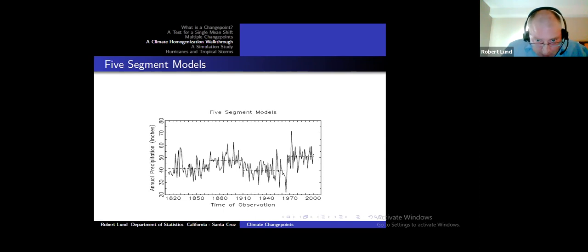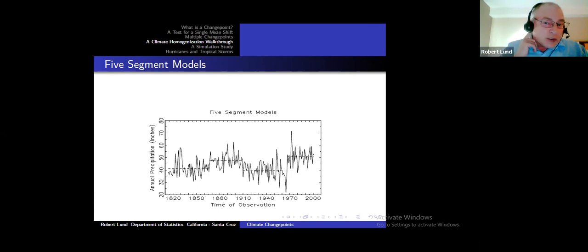Five segment models. Let me go back to four segments. Anyone see what happens right around here? Turns out New England was under an historic drought in the late 1960s, okay? And MDL is actually picking up a very short two-year event with this drought. Now, MDL is information theory. It doesn't work on statistical limit theory. So this could actually be a feature in the data.